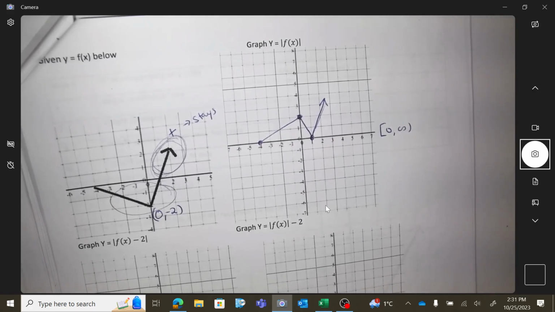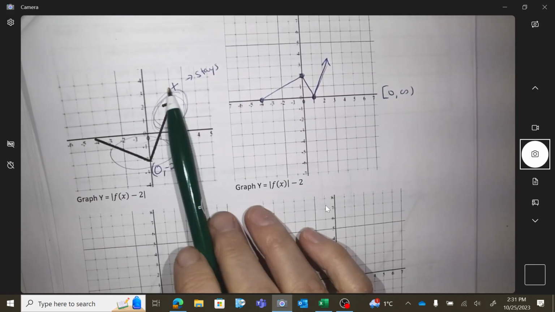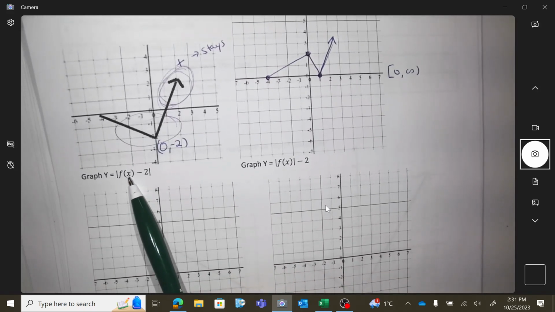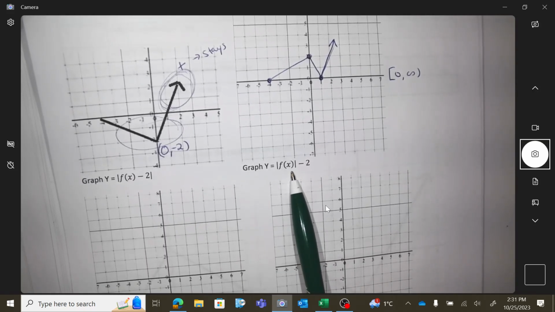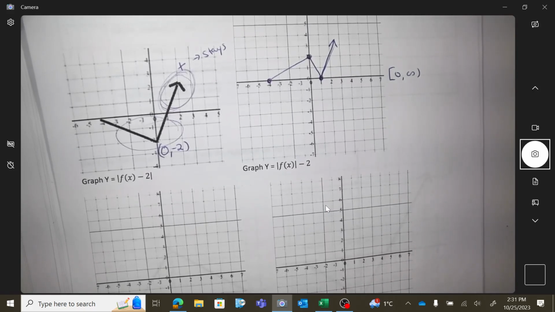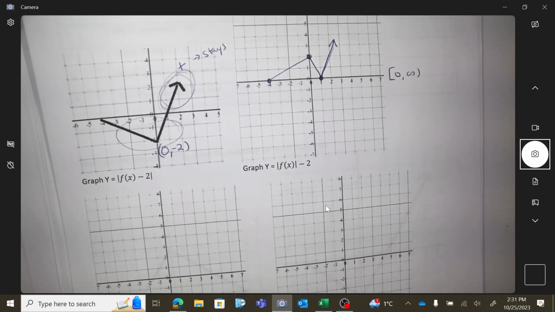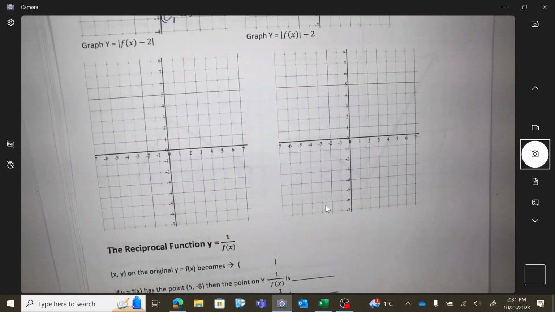Okay, ready. This is the original graph, this one in this corner. So we're going to do this. We're going to be doing the absolute value of the graph -2. Here we're going to do the absolute value of the graph -2. I just said the same thing, but can you tell that those aren't the same thing? Okay, so there's absoluting and there's moving down.